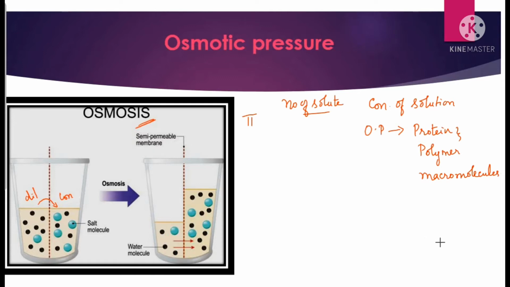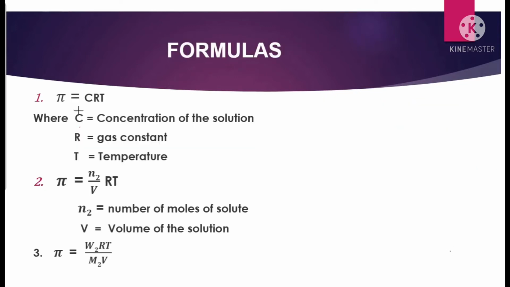Let us see some formulas which we are going to use in these numericals. The first formula is pi is equal to CRT. We all know that pi represents osmotic pressure, and C is the concentration of the solution. Here C represents molarity, which is equal to n by V. n is n2, that is the number of moles of solute, divided by the volume of the solution in liters. R is the gas constant.